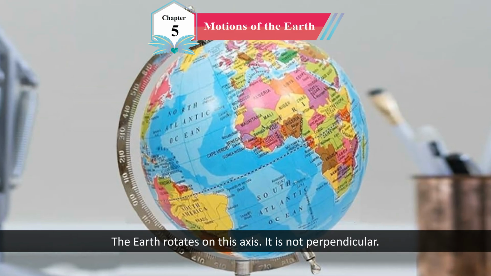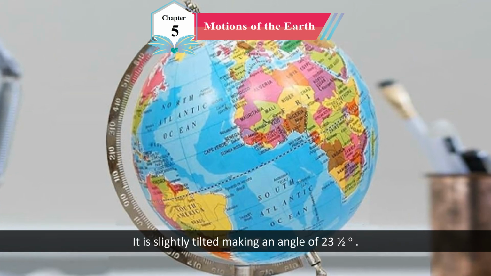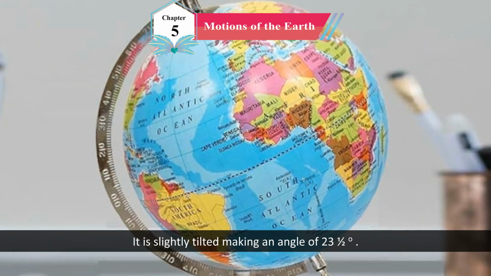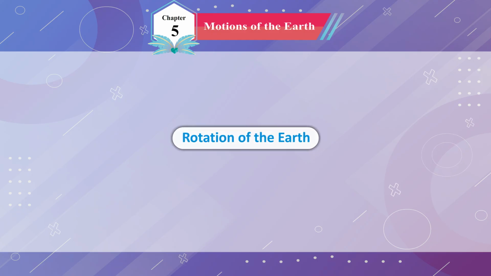The Earth rotates on its axis. It is not perpendicular. It is slightly tilted, making an angle of 23.5 degrees. The Earth shows two types of movements: rotation and revolution.